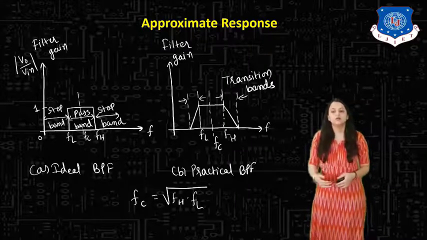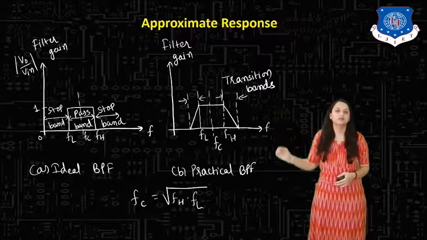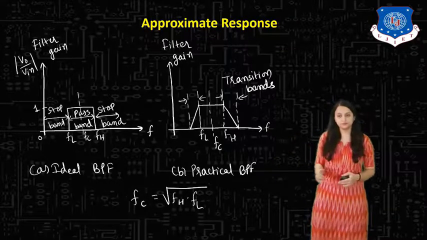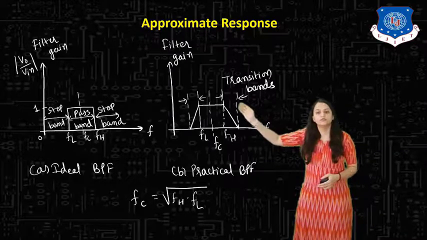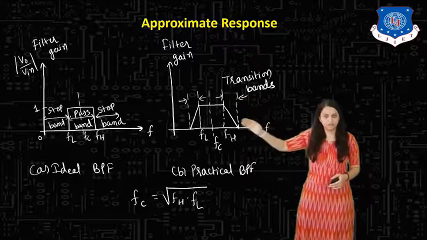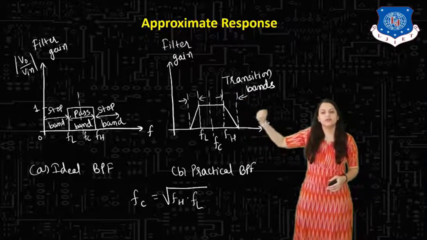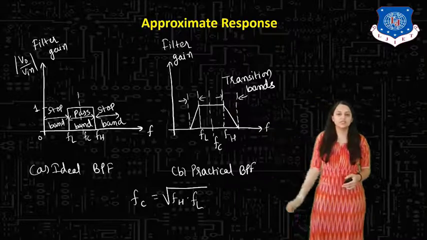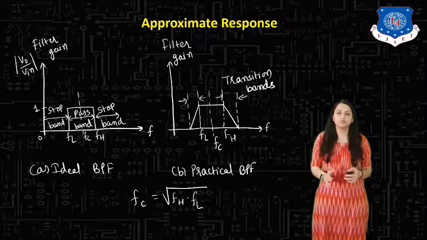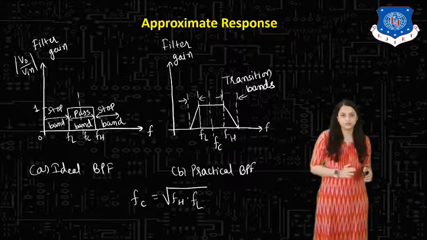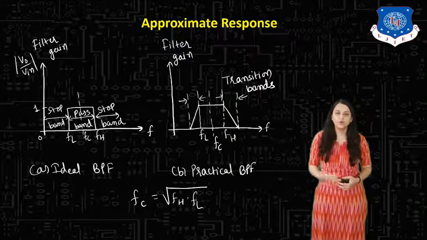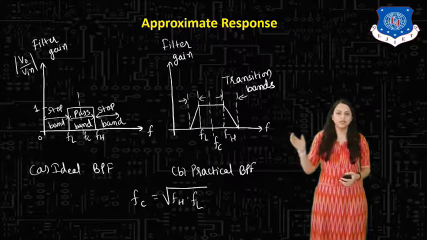Now, in the same way, if we look at the practical response, both sides will have transition bands. As you can see over here, from pass band to stop band, there is a transition period, that is a transition band. In the same way on the other side, that means at the lower frequency range, there is also a transition band. So this is the response for the practical band pass filter. Clear? And we know that for filters, we are plotting the graph of filter gain versus frequency.